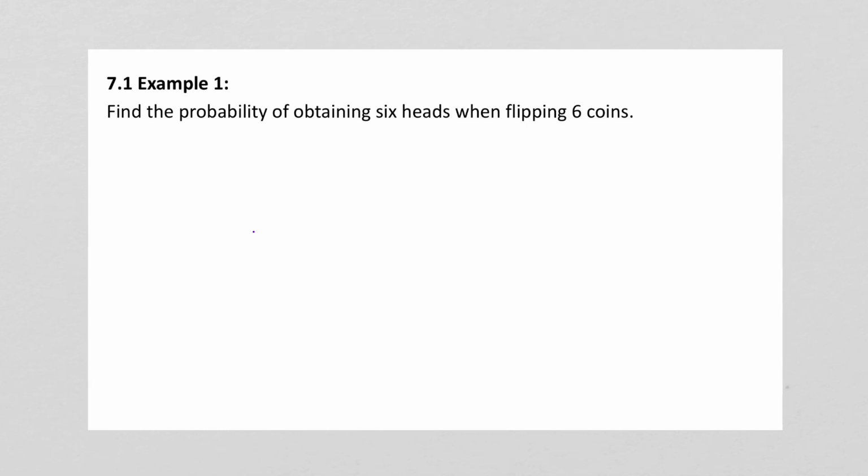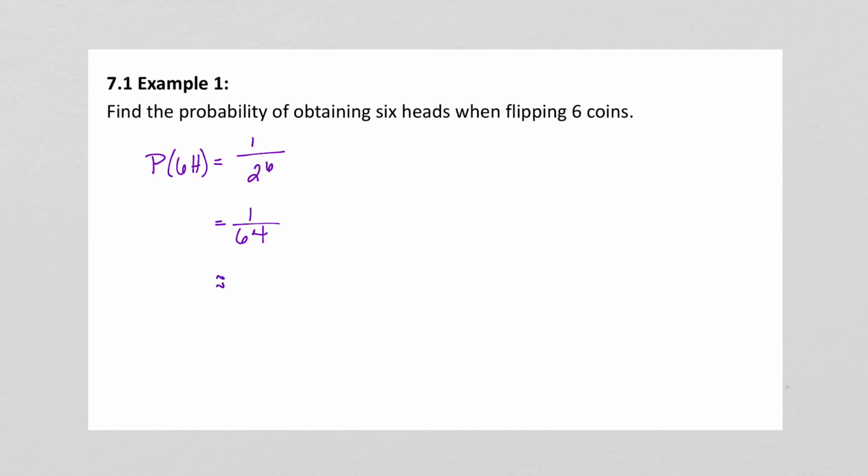So find the probability of obtaining 6 heads when flipping 6 coins. There's only one chance of getting this out of a total number of possibilities, and the total number of possibilities would be found by 2 to the 6th. And the reason it's 2 to the 6th is because there's 2 possibilities, heads or tails, and we're flipping 6 times. So it's 1 over 64 is the probability of obtaining 6 heads.